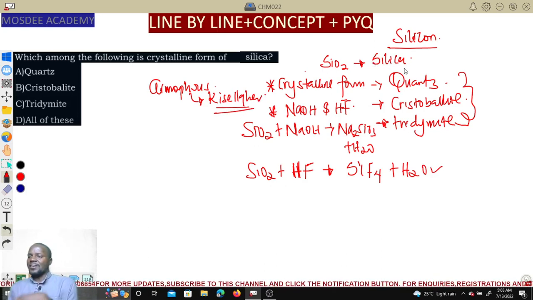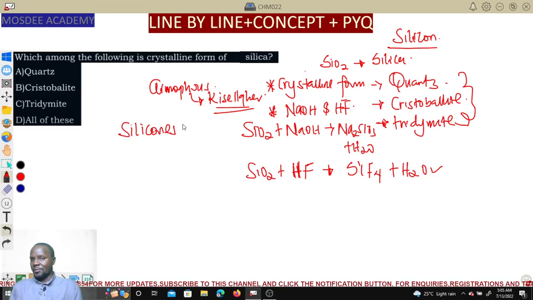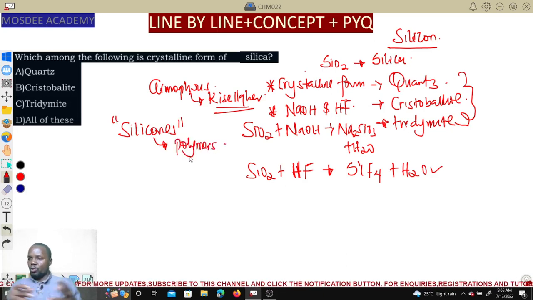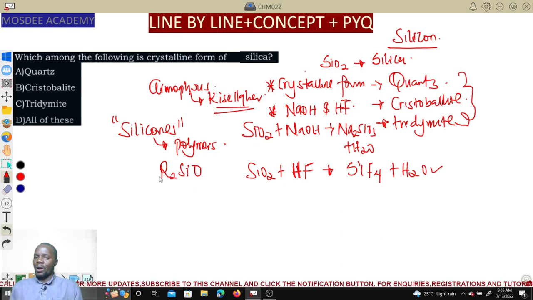So silicon exists as silica, and as silicones. That's another thing they call silicones. Please be careful. Silica is different from silicone. Silicones are generally used as polymers, under your topic of polymerization, combining different monomers together. They have the general formula R2SiO, where R here means the alkyl group.